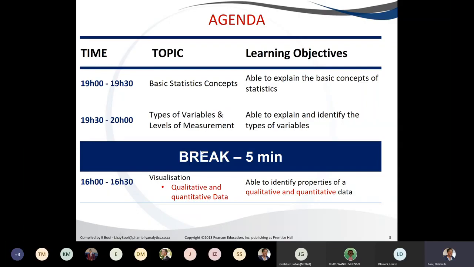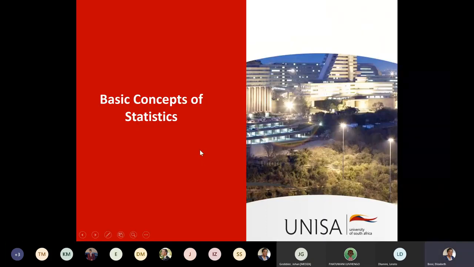session 3 on Saturday. Okay, so we're going to start with the basic concepts of statistics.